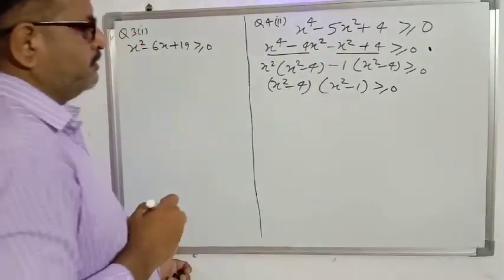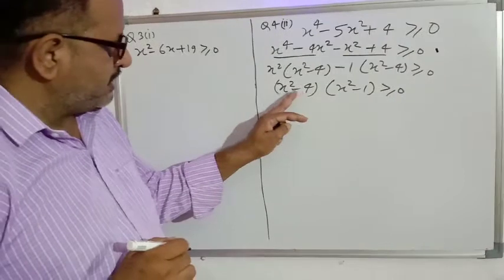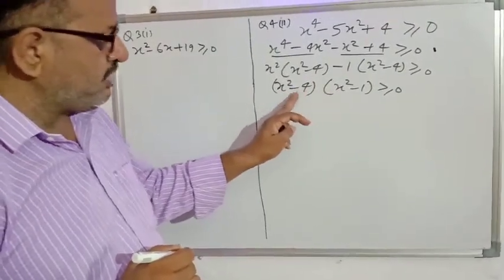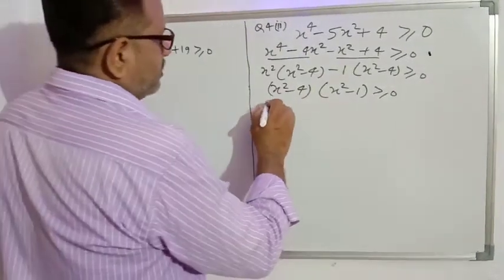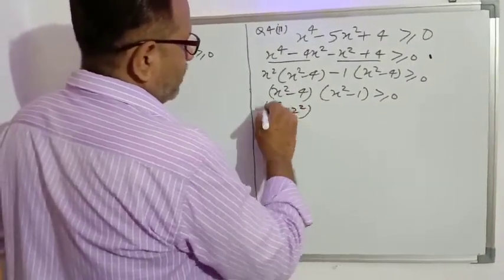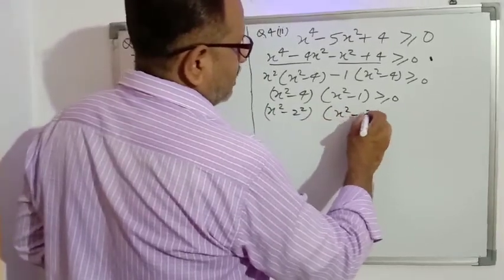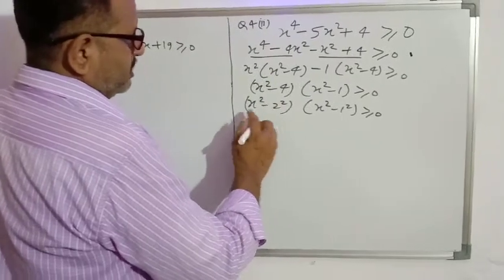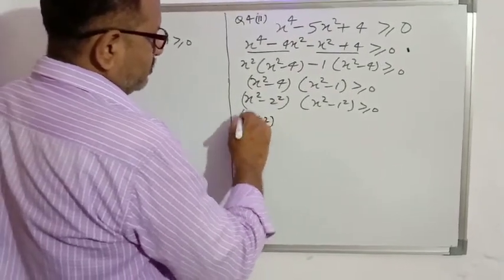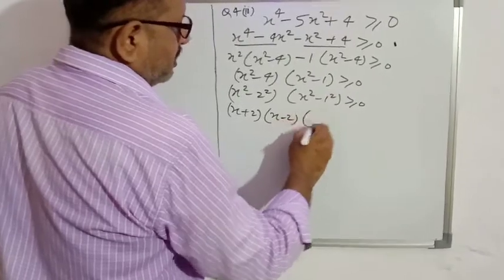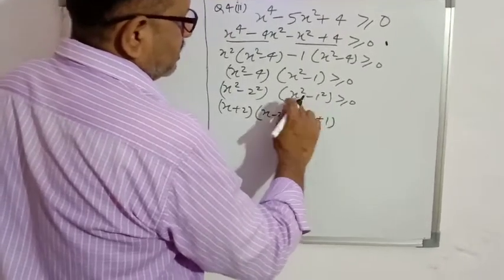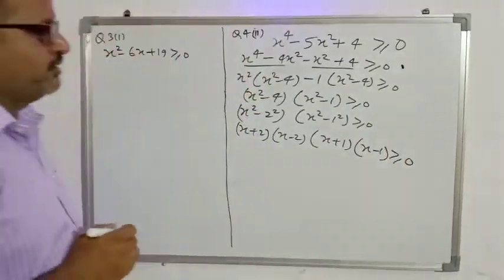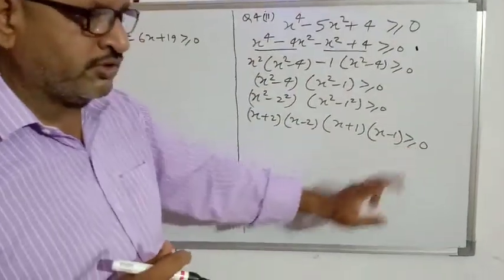Again we can factorize it, x square minus 4, 4 means 2 square. So we can write in one bracket x plus 2, x minus 2. It is x square minus 2 square, and this is x square minus 1 square. The a square minus b square identity we can use here. So it will be x plus 2, x minus 2, and similarly in the next x plus 1, x minus 1 greater or equal to 0. Here equal to 0 is also given.